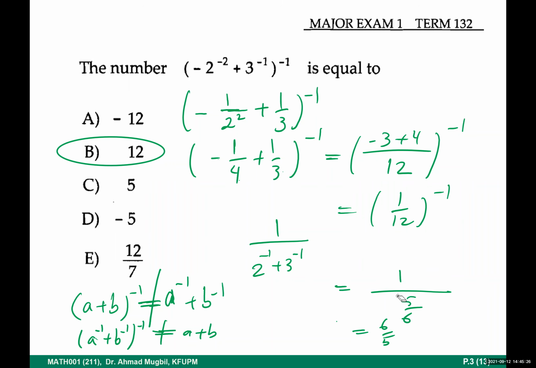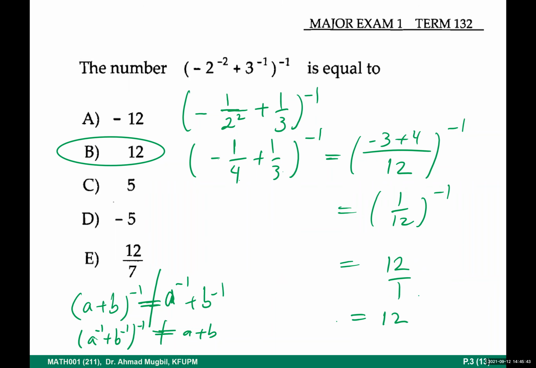Now it is about the reciprocal. What is the meaning of 1 over 12 to the power negative 1? It is about the reciprocal of 1 over 12. The reciprocal of 1 over 12 is 12 over 1, which is 12.